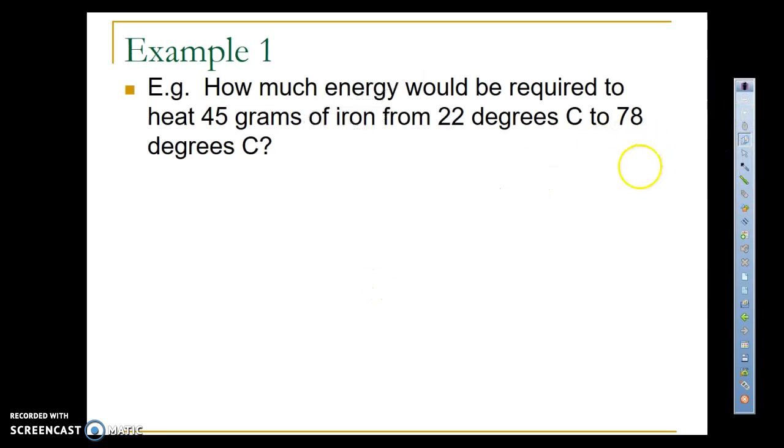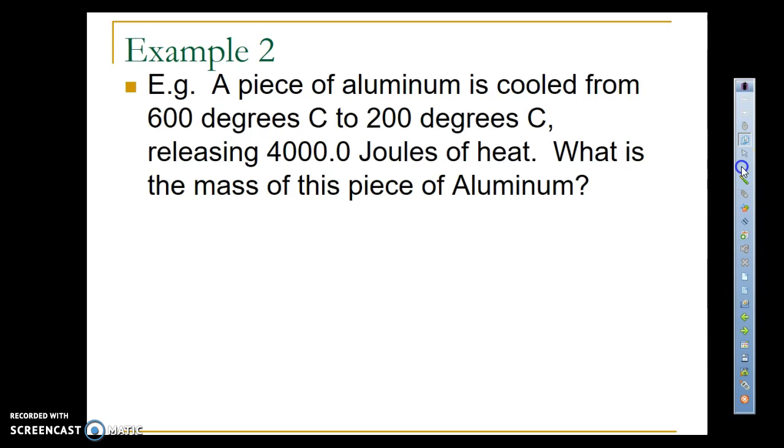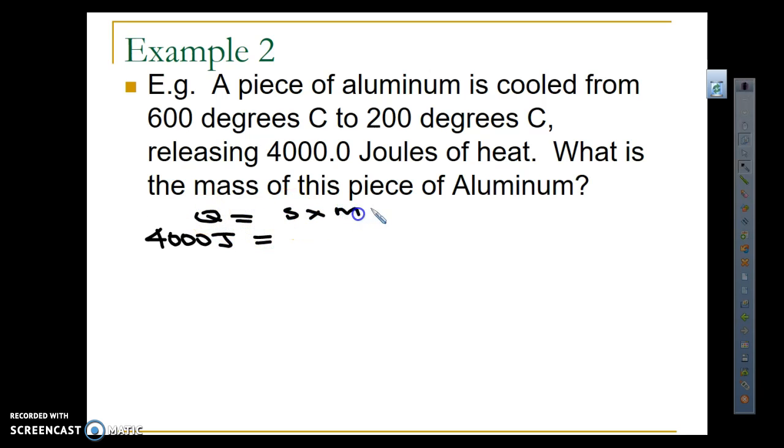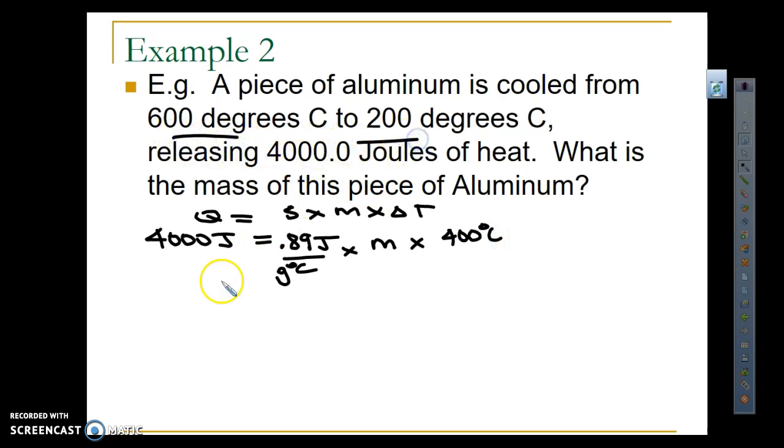Okay. A piece of aluminum is cooled, so energy is going to get released. So this is exothermic. Q is equal to S times M times delta T. Aluminum's heat capacity, again, you can look that up on a table, in joules per gram degrees Celsius. We're looking for the mass, and the change of temperature is 400 degrees Celsius, from 600 down to 200.